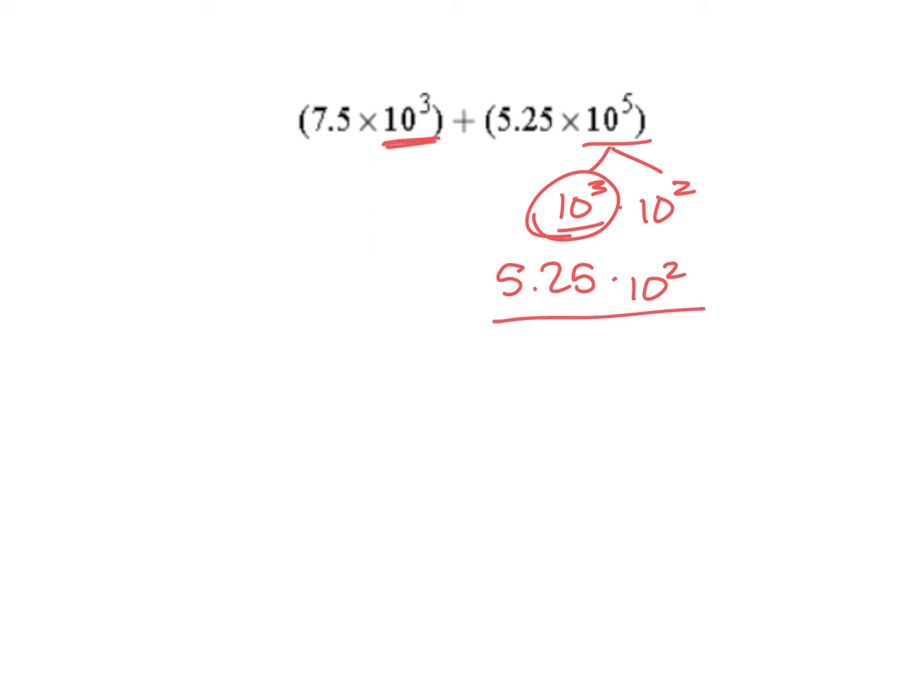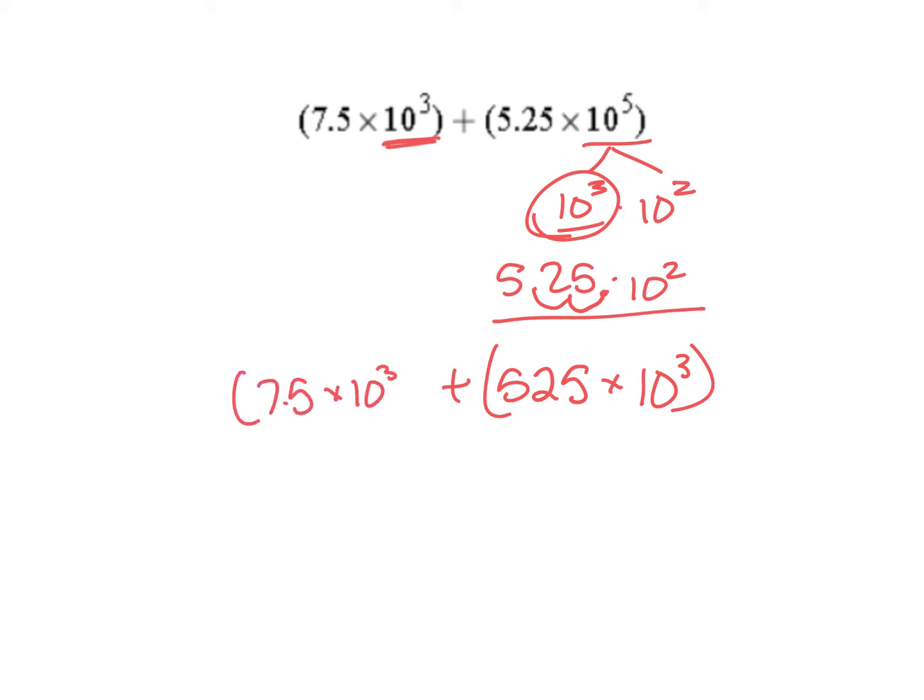And I'm actually going to change this into a factor. So this is a positive 2, so it's going to be a bigger number. So I move it to the right. So this becomes 525 times, and we're bringing down 10 to the power of 3. So now I have an addition problem, 7.5 times 10 to the power of 3 plus 525 times 10 to the power of 3.